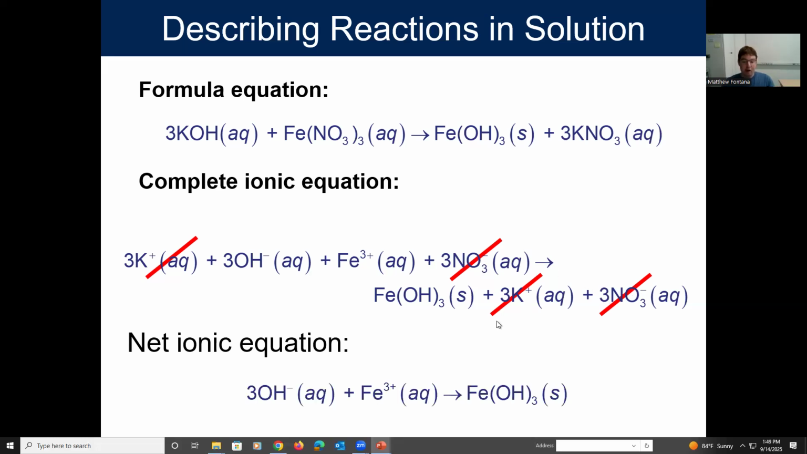Once we cancel those out, our complete ionic equation is going to reduce down to something simpler. And that simpler thing is what's called the net ionic equation. What you notice is this is where the actual chemistry occurs. You get three hydroxides with one iron 3 plus cation, and you then form iron 3 hydroxide. And that is going to be an insoluble precipitate. And so that's where the solid is going to come from.